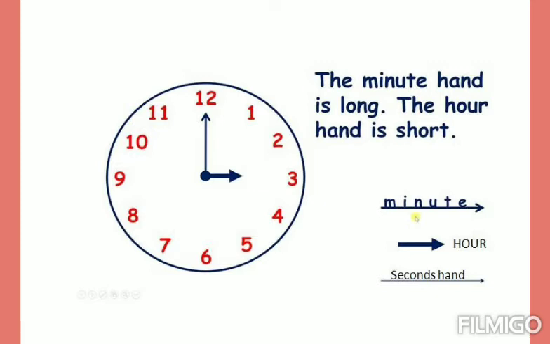In this clock, I have numbered from 1 to 12. See, children, the numbers are arranged at a particular distance. It should be at equal distances. All the numbers should be at equal distances. You have to take care of it while writing the numbers from 1 to 12. The distance must be equal for every number.